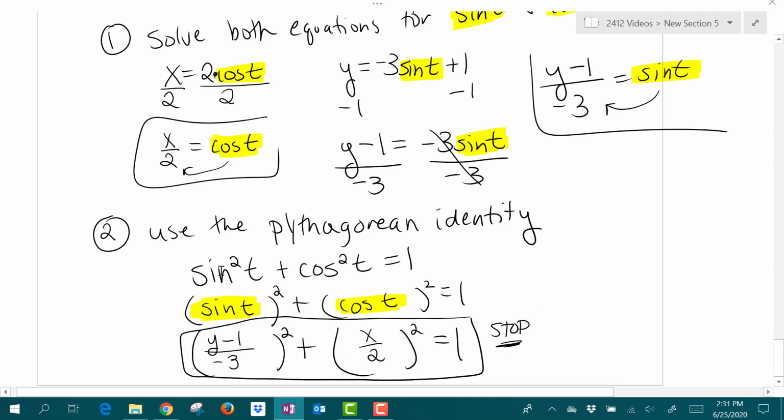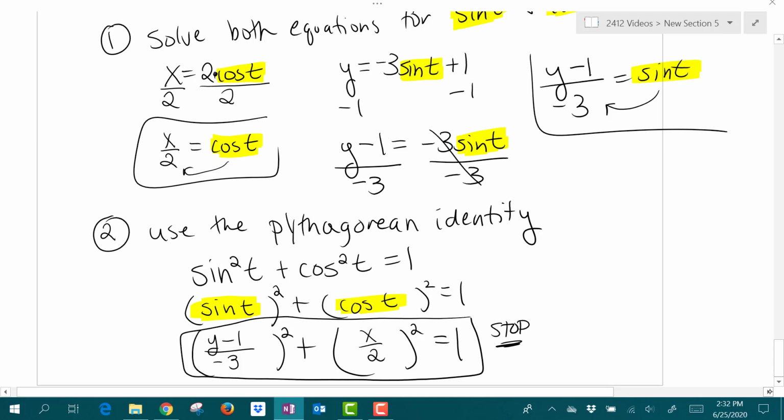So this is the procedure that I want you to use every single time you have a parametric equation that involves sine and cosine. Alright, so this is the way. Okay, so make sure that you have this written down somewhere. This will pop up on your test, it will pop up in your homework. So make sure that you're familiar with that.